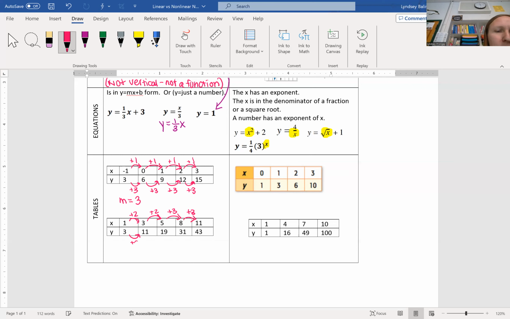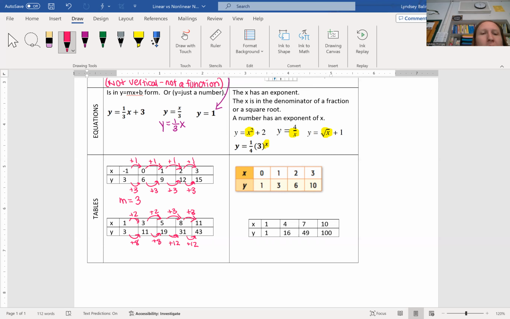But let's look at our y. So 3 to 11 goes up 8. 11 to 19 goes up 8. 19 to 31 is up 12. And 31 to 43 is also up 12. So the same thing happens for the first two sections, and the same thing happens for the last two, but we have to see if those two different things are the same.